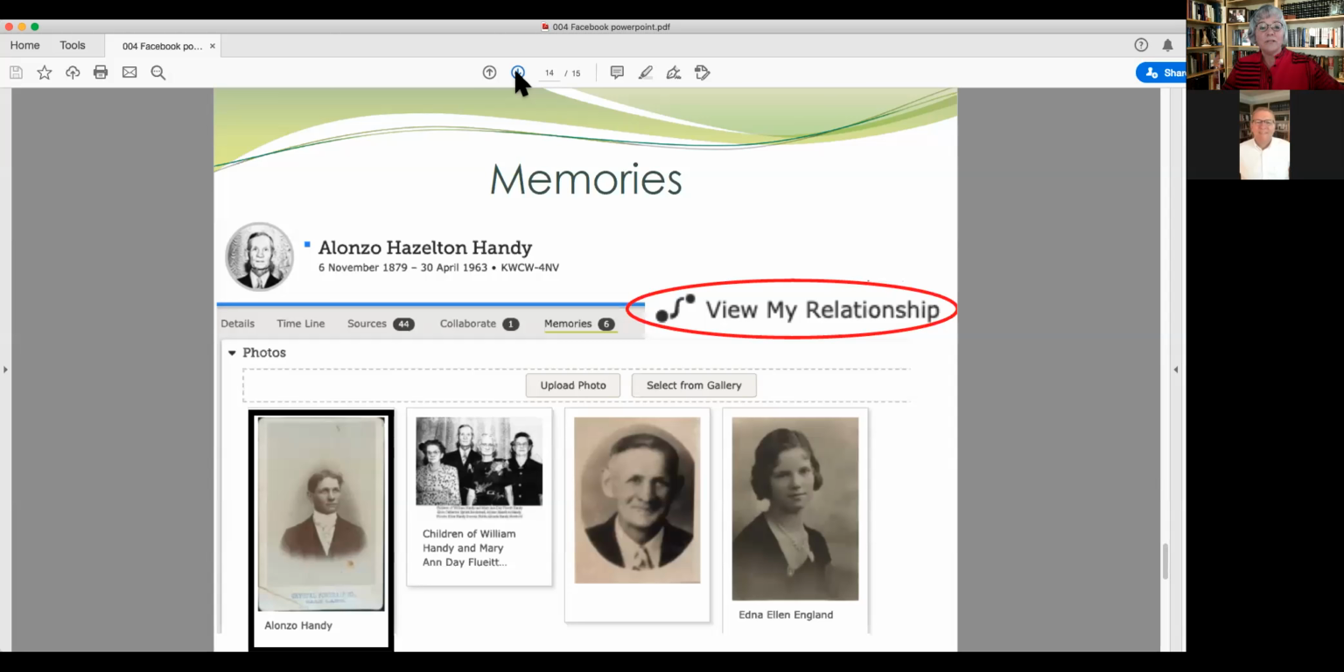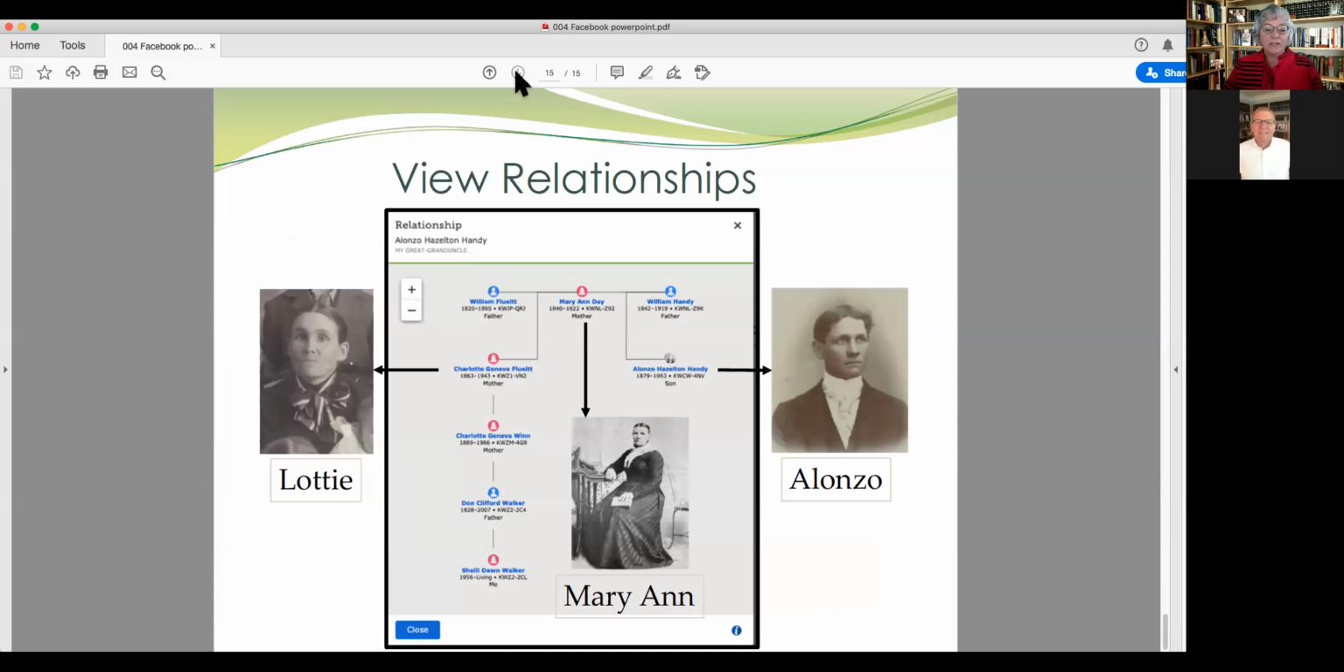So I click View Relationships, which is on the right upper side. And here you have it right here. Alonzo and Lottie have the same mother, Mary Ann Day. She's my second great-grandmother. And they have different fathers, and so they are half siblings. Mary Ann's first husband was my second great-grandfather, William Fluitt. Lottie was one of their daughters.